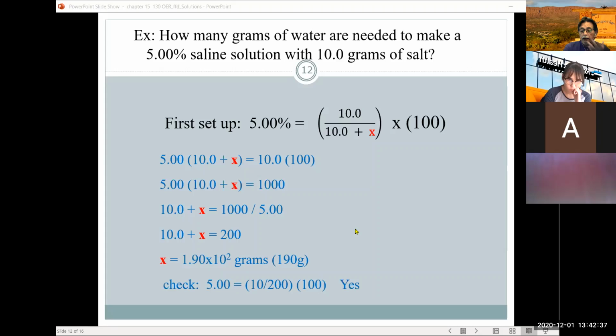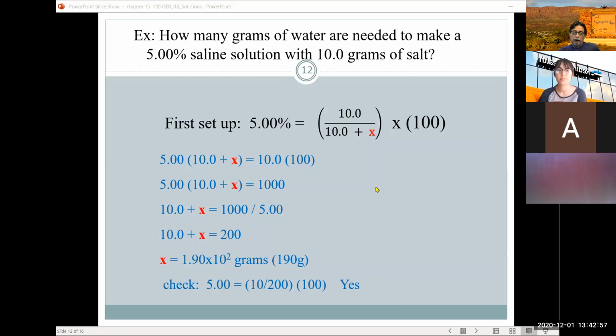Okay. And what do we do? We go back and check it. Take that x, plug it back into the equation, and do the math, and you should end up with 5.00 equals 5.00, which means x is correct. That's just checking your work.